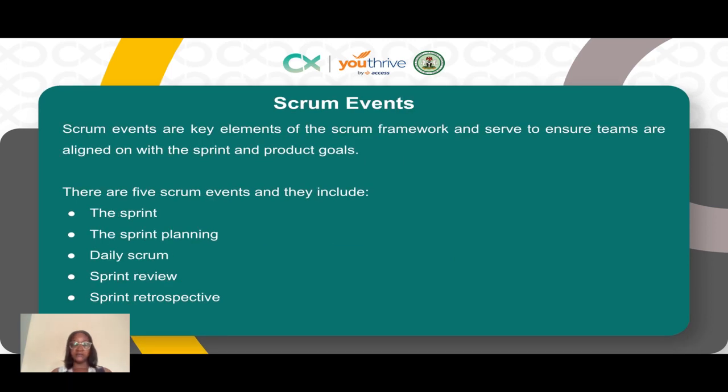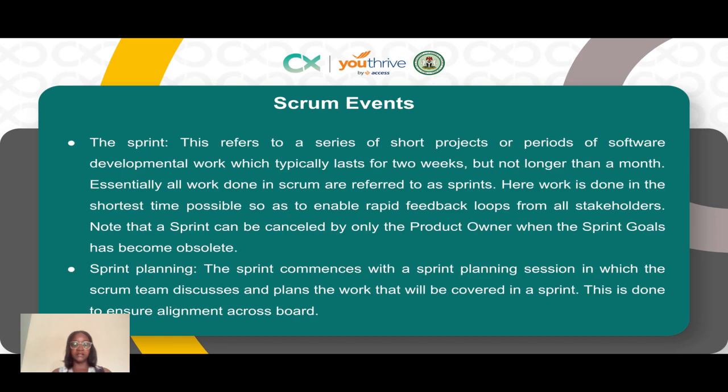Now, Scrum events. What are Scrum events? Under the Scrum framework, we have something called Scrum events, and this refers to key elements of the Scrum framework that serve to ensure teams are aligned on the sprint and product goals. There are five Scrum events, and they include the sprint, sprint planning, daily Scrum, sprint review, and sprint retrospective. We'll take them one after the other.